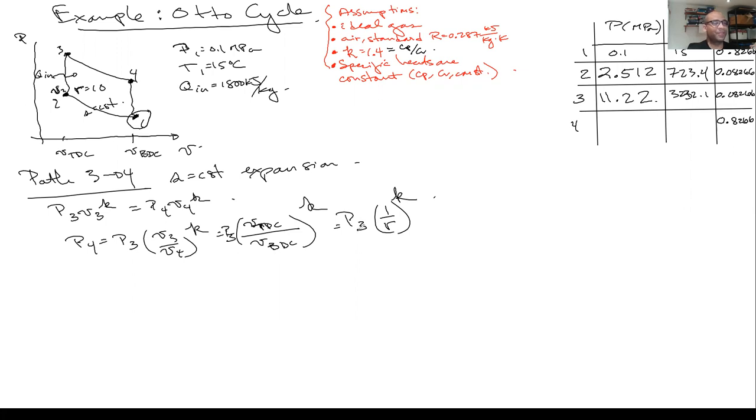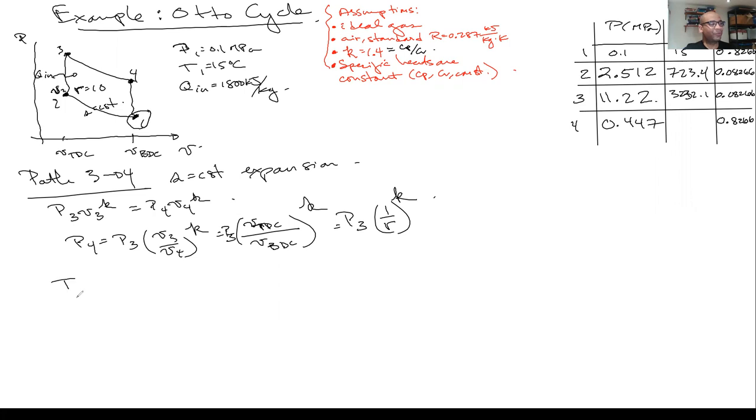So I punch this in. P4 is equal to 11.22 multiplied by 0.1 to the 1.4. And if I calculate all of this, I'm just going to cheat and scroll down to my solution. I find that the pressure at the end of the expansion period is 0.447 megapascals. It's higher than atmospheric. It's higher than the pressure that I started with, which was 100 kilopascals. This is why when you open the exhaust valve, there's a rush of gas out.